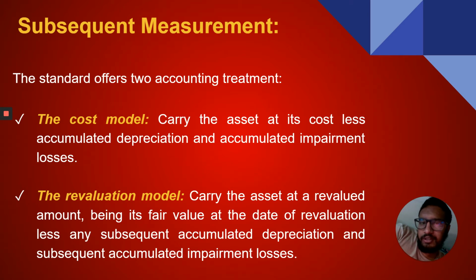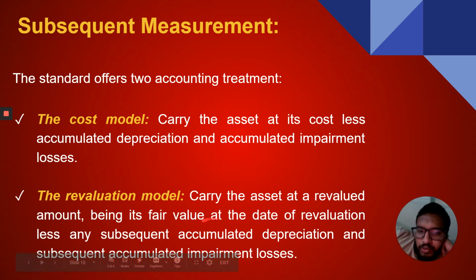So subsequent measurement. Whenever we are talking about subsequent measurement, there are two types of subsequent measurement offered. The first model is the cost model. In this, we basically take cost less accumulated depreciation and then accumulated impairment, okay? Accumulated depreciation will be the depreciation from years onward. Accumulated impairment is basically the impairment over the years.